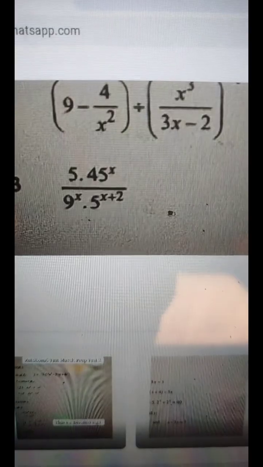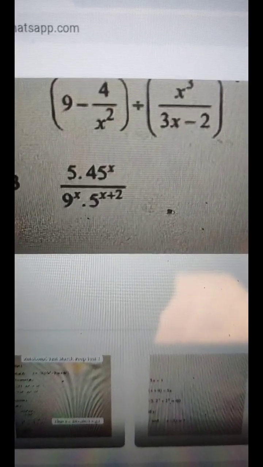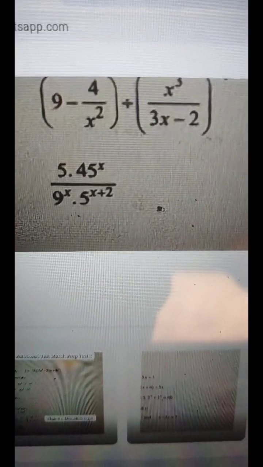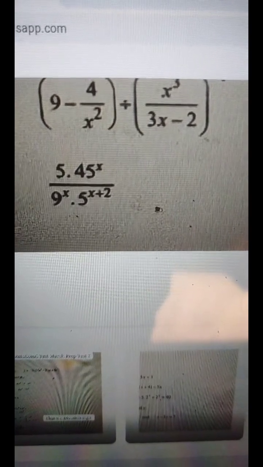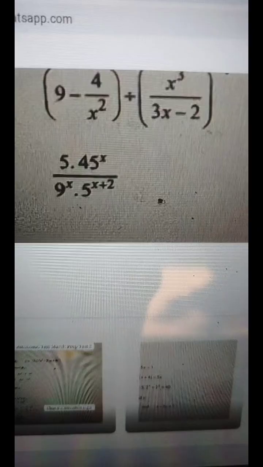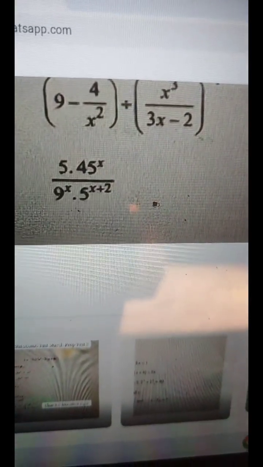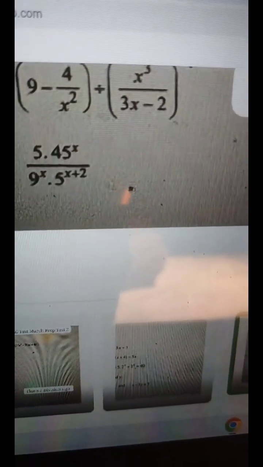5 times 45 to the power x over 9 to the power x times 5 to the power x plus 2. We've got an exponential expression there. We need to simplify it as all multiply and divide. There's no addition and subtraction, so that in and of itself is a beautiful clue. All multiplication and division, there's no addition between the bases or subtraction.